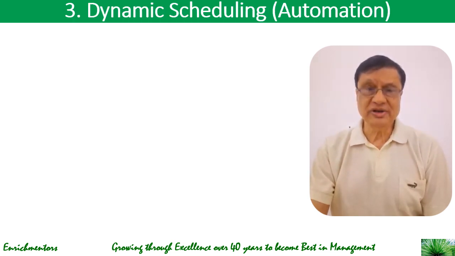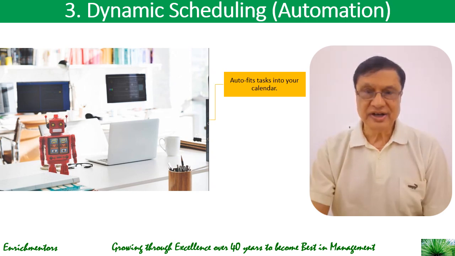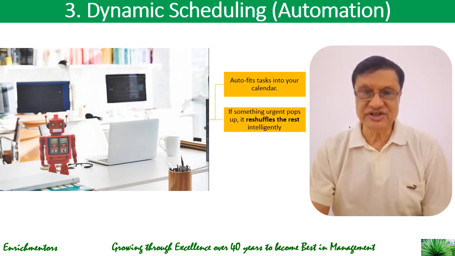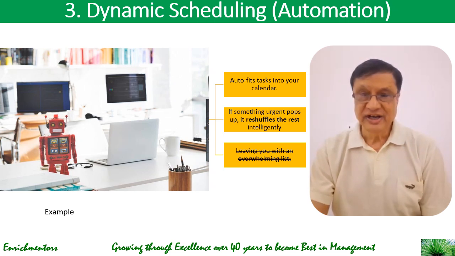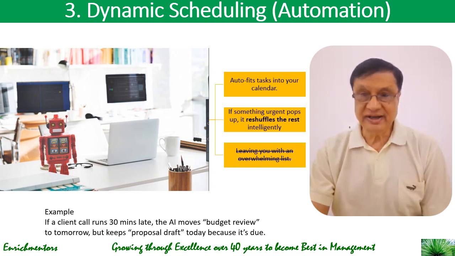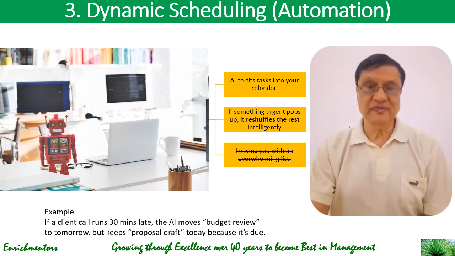Then you can use dynamic scheduling, as we have talked about earlier, where the AI auto-fits tasks into your calendar. If something is urgent, it will pop up and it will reshuffle the rest of the schedule intelligently. And that will prevent you from being left with an overwhelming list of tasks that you need to do. A good example of that would be a client call that runs 30 minutes late. Then AI moves the budget review to tomorrow, but keeps the proposal draft today because it is due today. So like this, AI can do the dynamic scheduling for you.